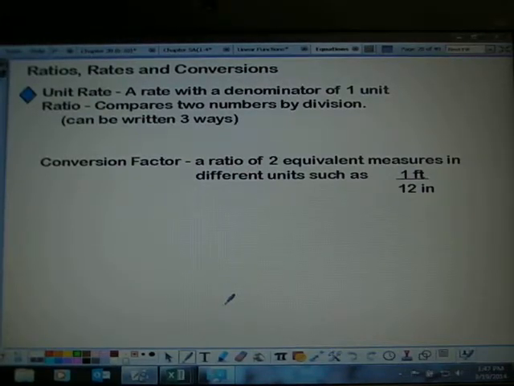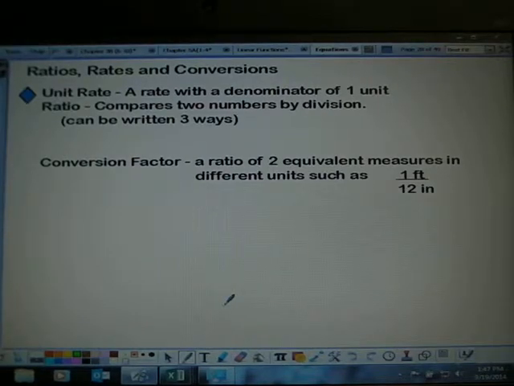Today's lesson is on ratios, rate, and conversions. A unit rate is a rate with a denominator of 1. We're going to see that in our first example. A ratio compares two numbers by division.